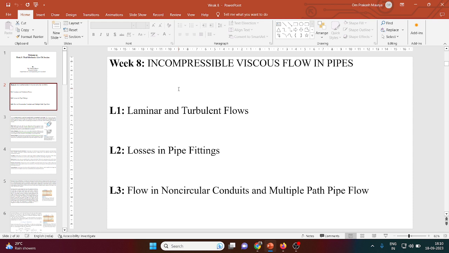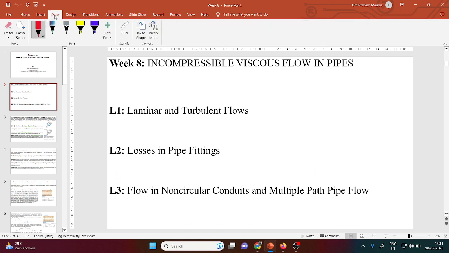Viscous flow is really everywhere. Whether you are a fluid mechanics, civil, or mechanical engineer, this topic is used extensively in your research and everywhere. If you go for any interview, people definitely ask lots of questions from this chapter. In this chapter, we'll study laminar and turbulent flow: what happens if the flow is laminar, and what happens if it is turbulent.